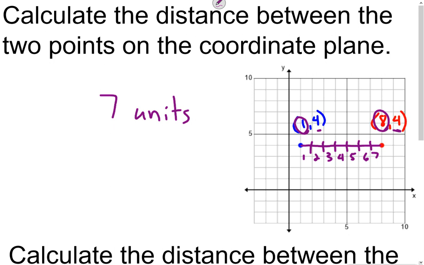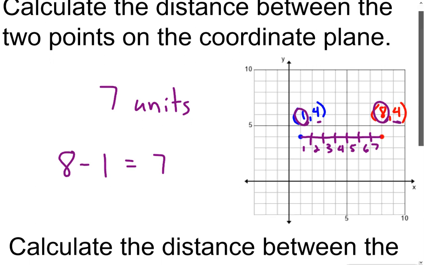And I go, well, how did I get the number 7 using the numbers 1 and 8? Well, many of you hopefully are seeing this. We could take 8 minus 1, and that's going to put us at 7. So what we did is we subtracted those two coordinates to find the distance in between those 2 points.